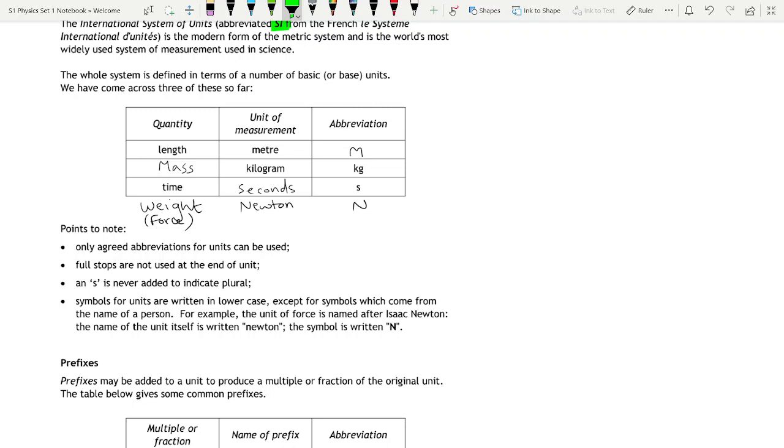And symbols for units are written in lowercase except for symbols which come from the name of a person. So, for example, Newton, capital N, because it's named after Isaac Newton. The apple fell on his head. But the others are all in lowercase because they're not named after a scientist. Okay.